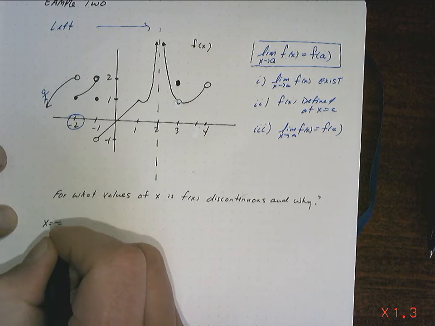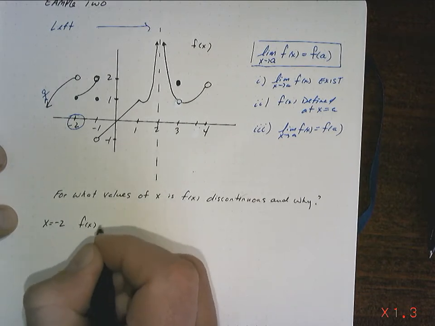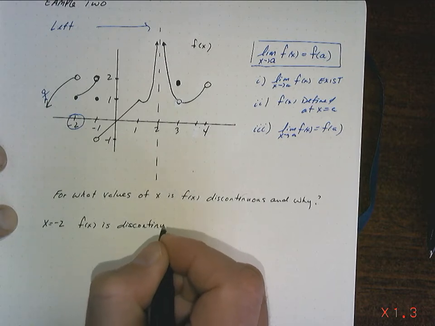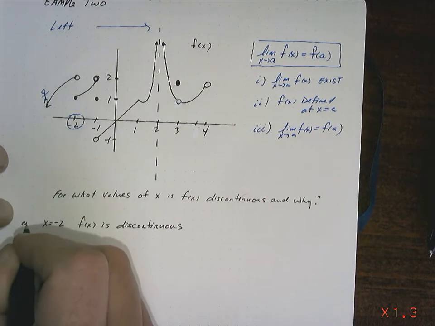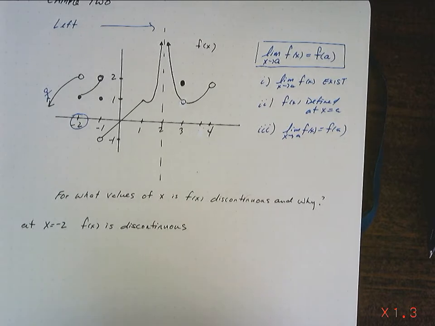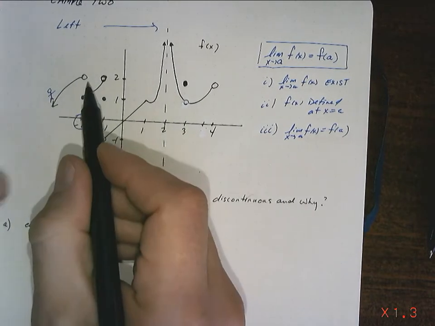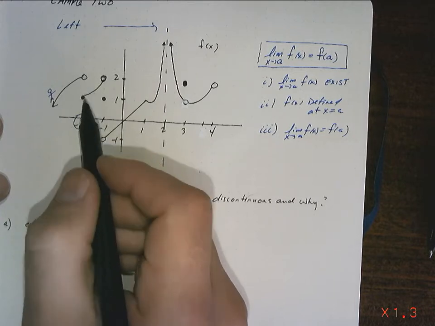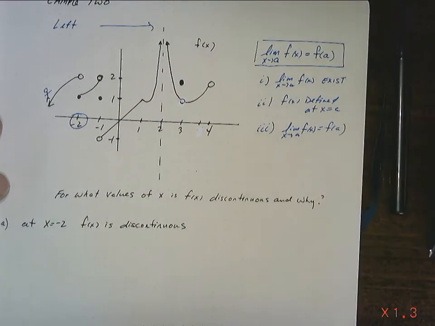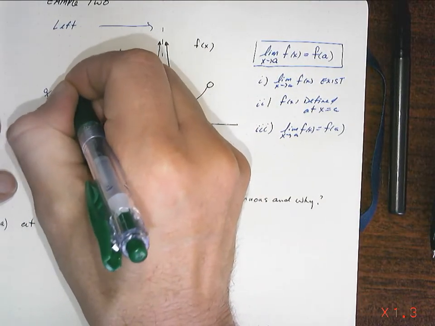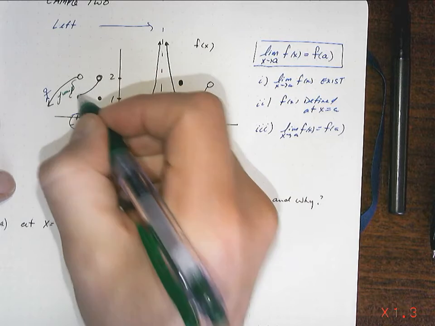So x equals -2, f of x is discontinuous at x equals -2. Yeah, that sounds good. I used a full proper statement there. That's so nice. And why? Well, we got a problem. This is called a jump by most textbooks, because I had to go along this one and then jump to this one.